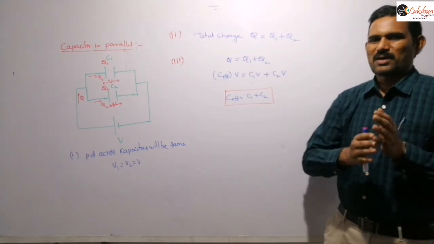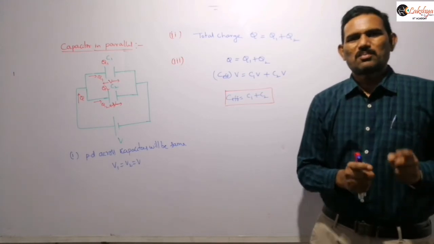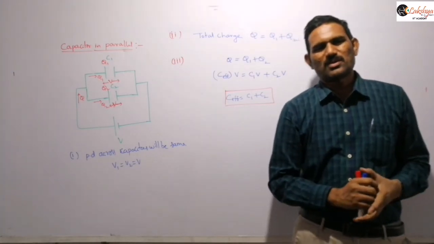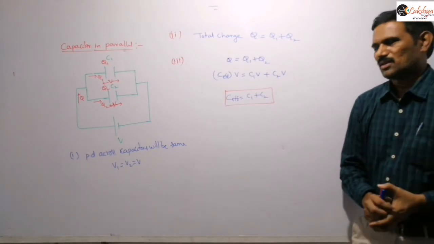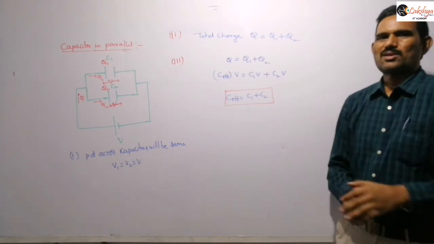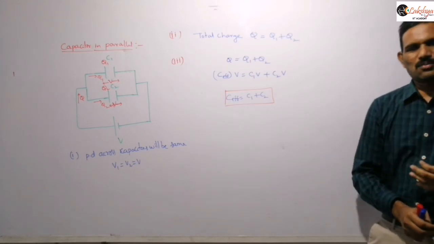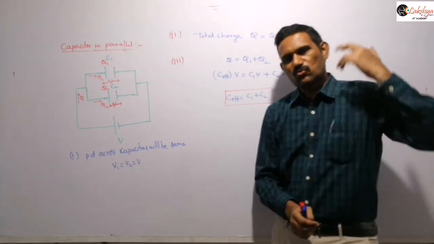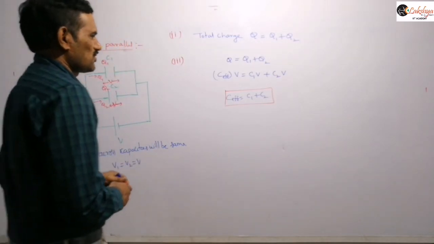So when capacitors are in series, the effective capacitance is 1 by C is equal to 1 by C1 plus 1 by C2, which is the same as the parallel combination of resistors. And when capacitors are in parallel, we just need to add the individual capacitances, C1 plus C2, which is the same as the series combination of resistors. So don't confuse with that.